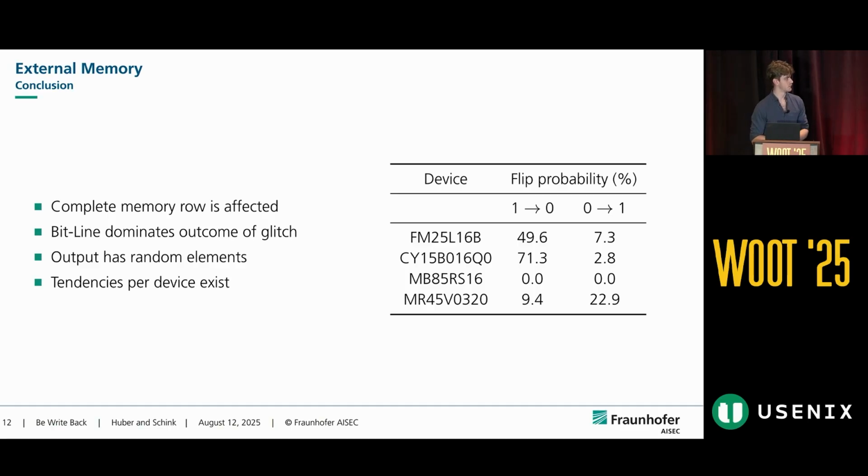In this table over here, we summarized all bit flip probabilities across all samples. And we can see that some devices are more likely to flip from 1 to 0 or from a 0 to 1 and so on.